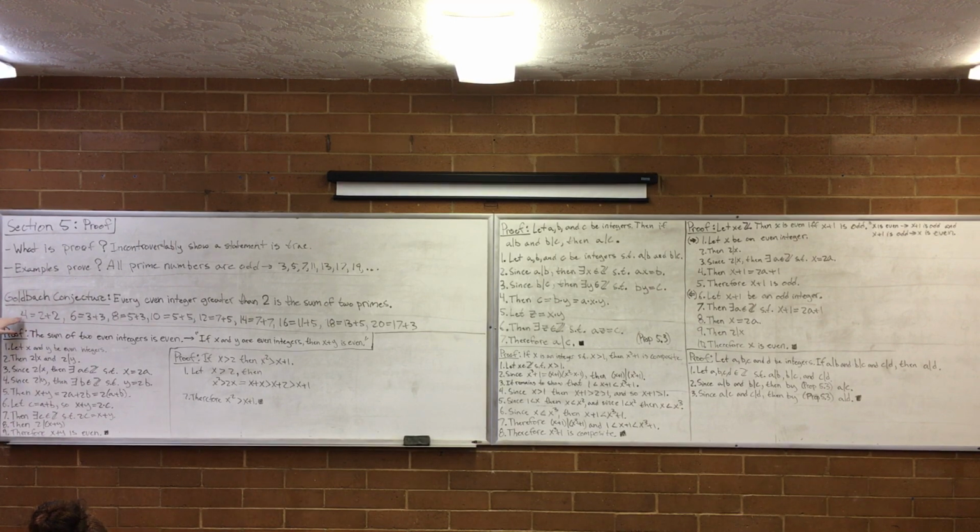And to show you exactly what it means, let's look at the first few even integers so you can see it in action. 4 equals 2 plus 2. Those are both prime. 6 equals 3 plus 3. Those are both prime. 8 equals 5 plus 3. Those are both prime.